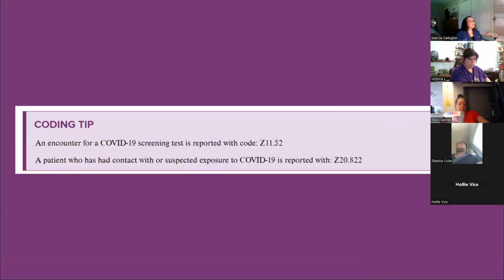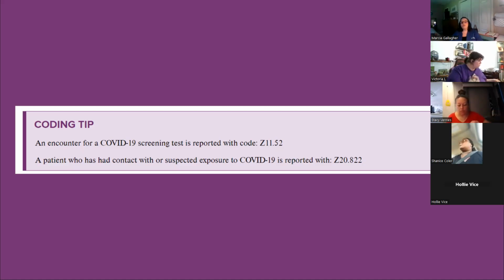This is where you're going to find COVID-19 screening tests. Because we deal with COVID so often now, it'll be a good idea to make an indication that that's where you're going to find COVID stuff. And then Z20.822, a patient who has had contact with or suspected exposure to COVID. Z20.822 is exposure to COVID. Z11.52 is screening for COVID.